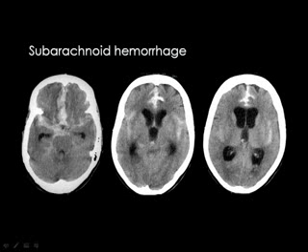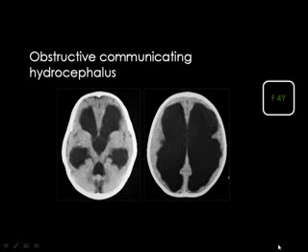In case of subarachnoid hemorrhage, you can see dilated ventricles, and you can see a sedimentation level in the occipital horns of the lateral ventricles. Then in this case, you can see dilatation of the lateral ventricles, ballooning of the third ventricle, but the fourth ventricle is not ballooned. What do we mean by ballooning of the fourth ventricle?